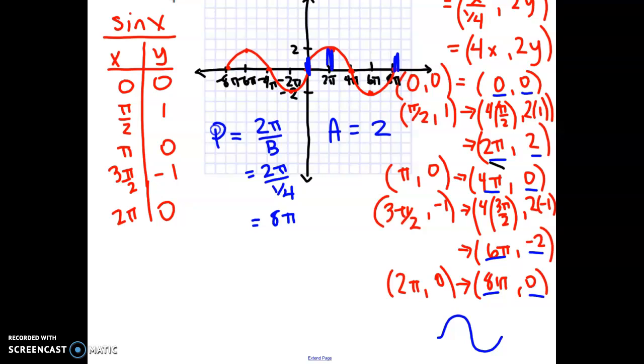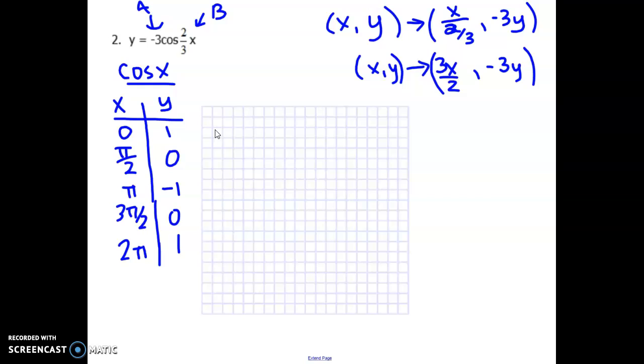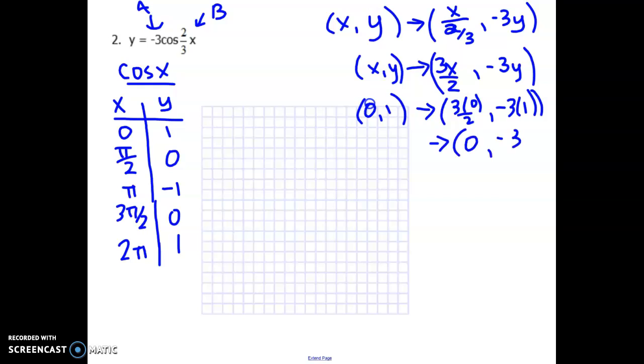It also should make sense when you look at your graph that the graph is 2 units tall above the middle line. So for this one, we just need to start with our original cosine graph, and then we're going to plug that into our mapping notation. So here when I plug into mapping, I'm going to get 0 and 1, which plugs into 3 times 0 over 2, and minus 3 times 1. So that's going to give us 0 and minus 3.